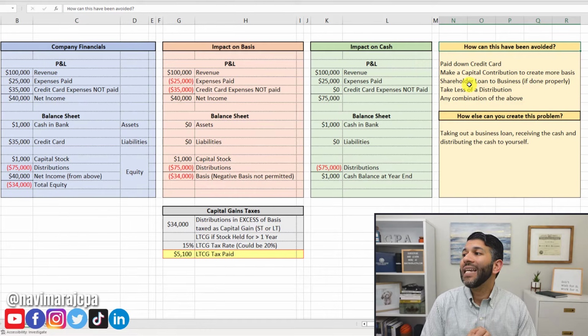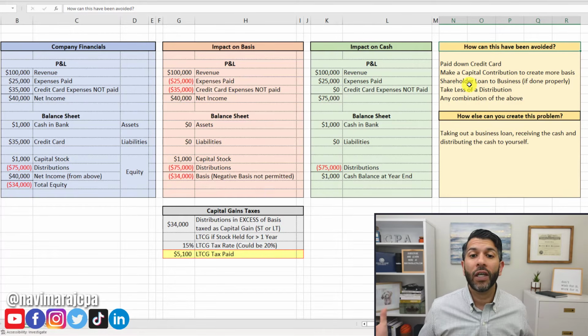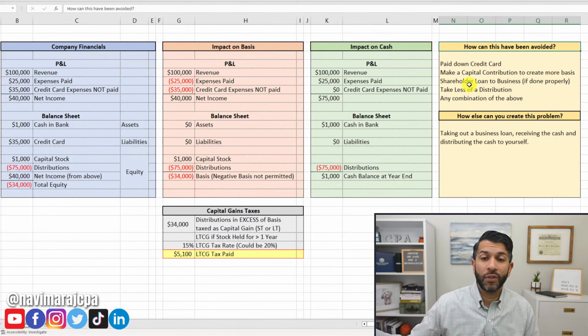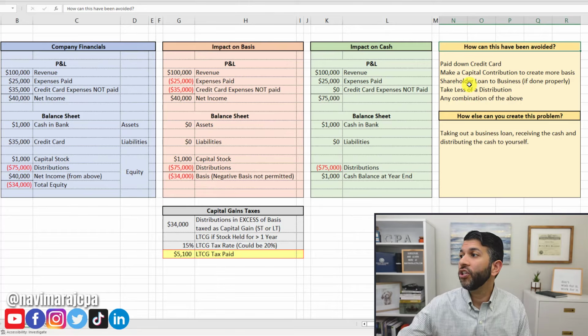You could have made a capital contribution to create more basis. So at the end of the tax year, if your accountant is looking at this, they could have said, hey, you need to put some cash in the bank or you're going to have this issue.